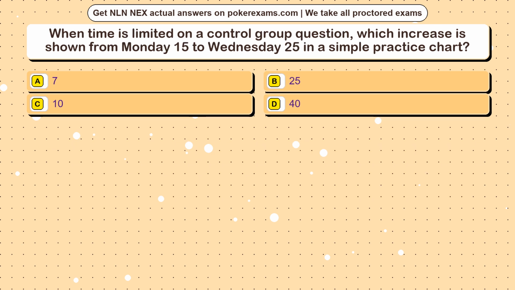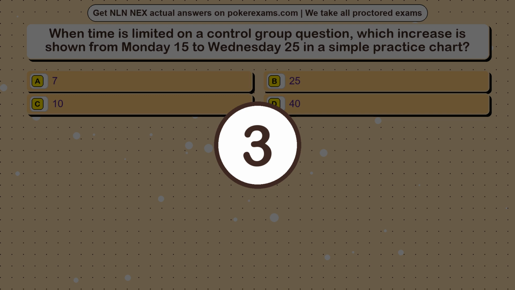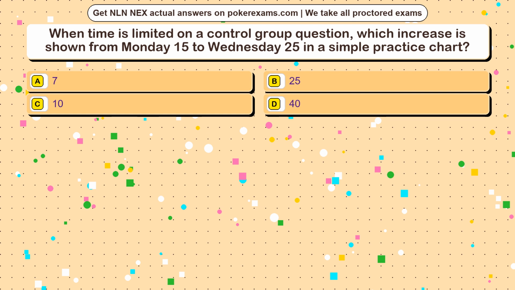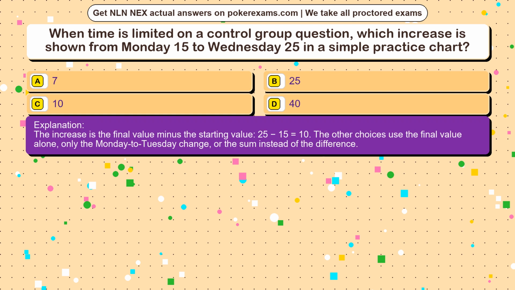Question 5. When time is limited on a control group question, which increase is shown from Monday 15 to Wednesday 25 in a simple practice chart? Option A, 7. Option B, 25. Option C, 10. Option D, 40. The correct answer is option. The increase is the final value minus the starting value, 25 minus 15 equals 10. The other choices use the final value alone, only the Monday to Tuesday change, or the sum instead of the difference.